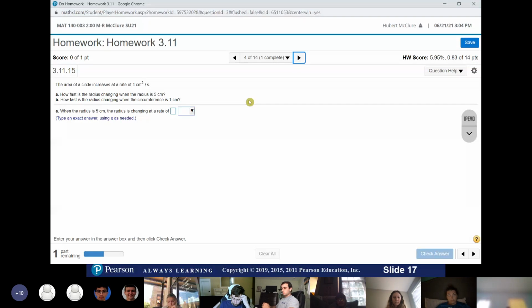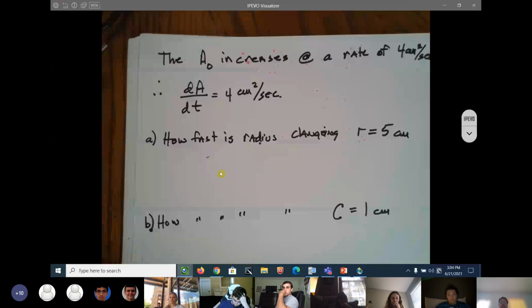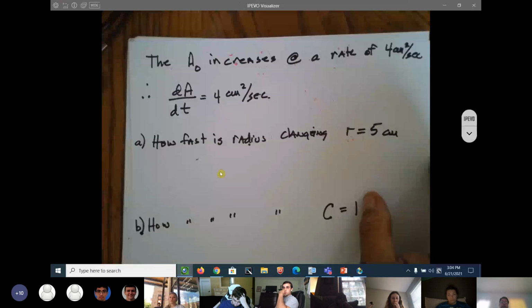Hubert, quick question. Would it help if, for the second part, instead of saying the circumference is 1 centimeter, we say that the radius is 0.5 centimeters? You could do that. I'm going to do it with the circumference, though. But yes, you could. This is what I've got written down. That's all I've got written down right there.